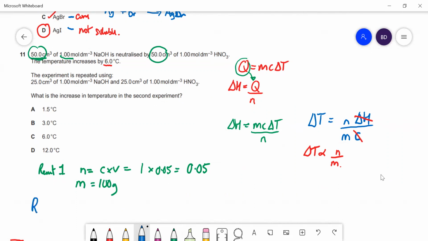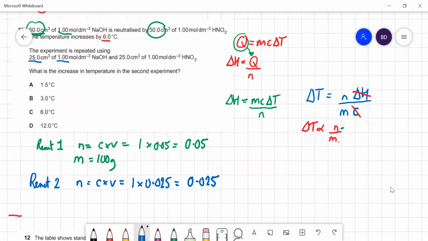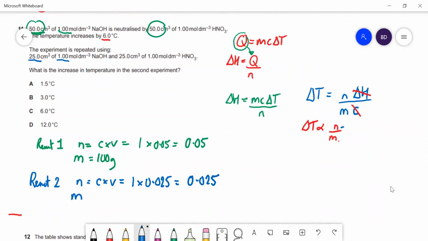Let's do reaction 2. Well, the number of moles here is concentration times volume, so we've got 25 for both of the reagents, which makes it easier. So concentration times volume, 1 times 0.025 is equal to 0.025. So we've got half the number of moles reacting. So you might expect that to make delta T half as big, but don't forget to think about the mass of the water in reaction 2. Well, we've only got 25 centimeters cubed plus 25, so that's only 50, which is only half as big as this one here.